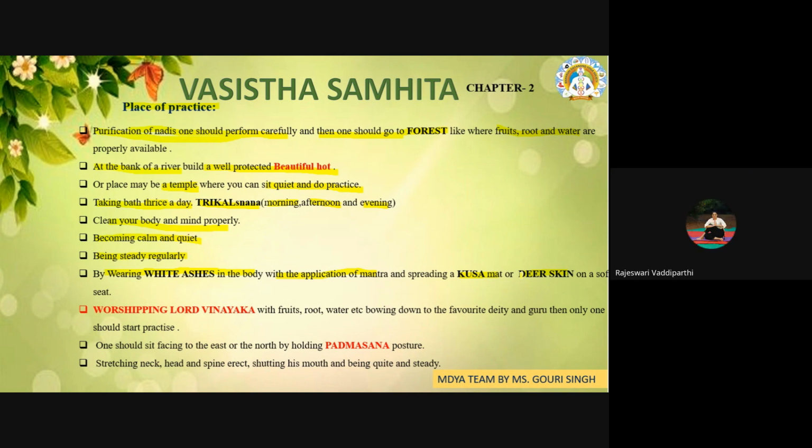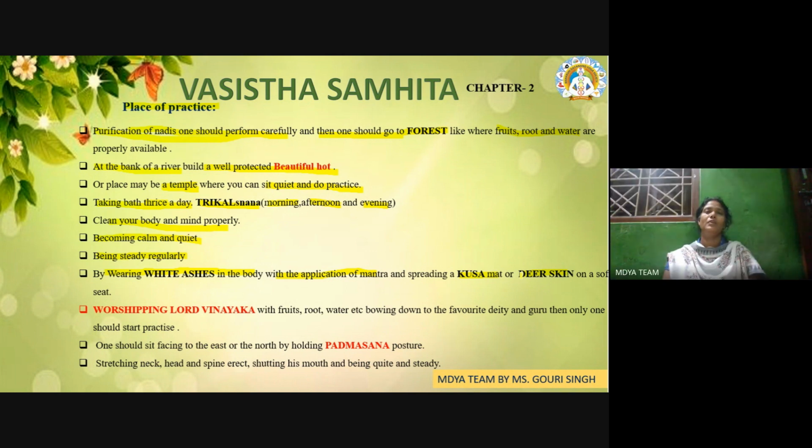Yes, in the Bhagavad Gita also it is described about the deer skin and kusa mat. Here Vasishtha is also talking about the same. But one new thing here is that, by chanting of the mantras, you have to wear the ashes and you have to sit on the kusa and deer skin.